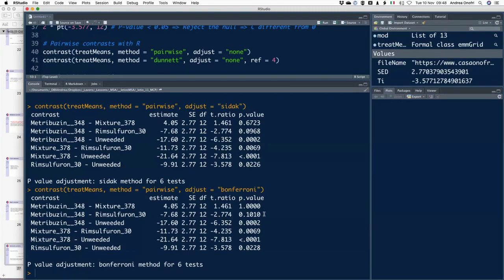Both methods are very conservative. So we need to be careful. We are increasing our possibility of making a false negative error. Right, so we are running the risk of saying that a contrast is not significant when it indeed is.